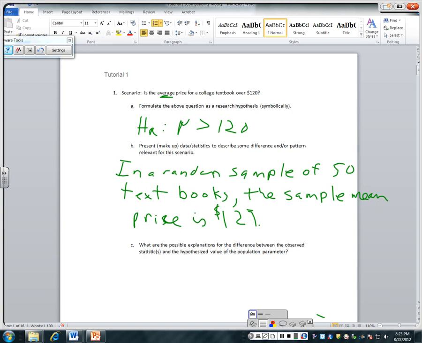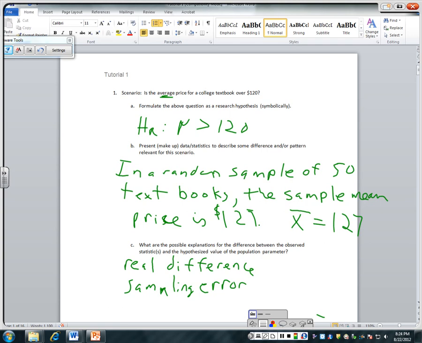So now in part A, the hypothesis is the population mean is greater than 120, and in part B, a statistic, the sample mean, x bar, is 127. So what are the possible explanations for that difference, the difference of 7 between 127 and 120? It could be a real difference, or it could be sampling error.